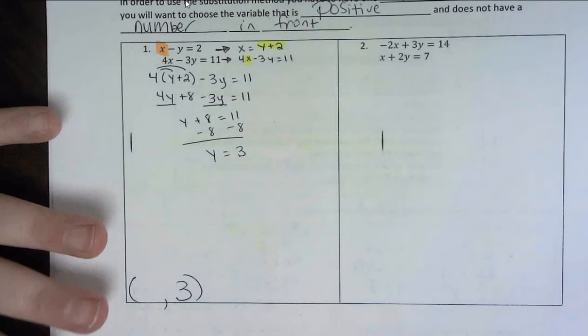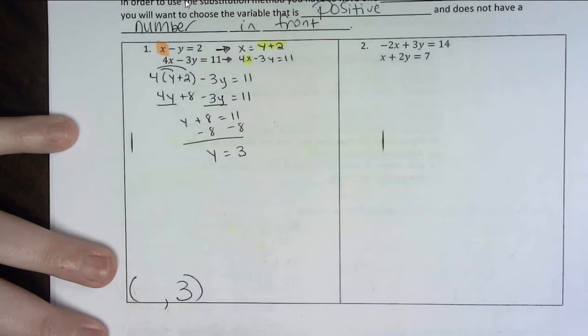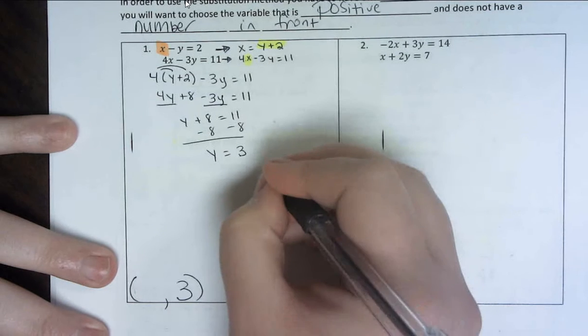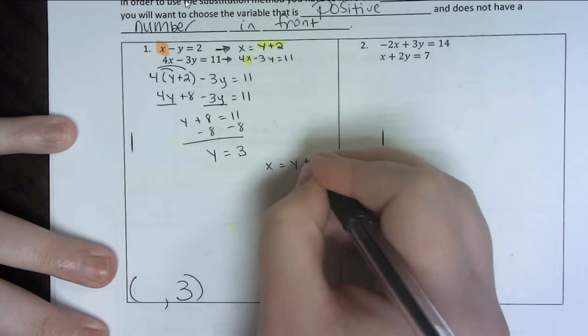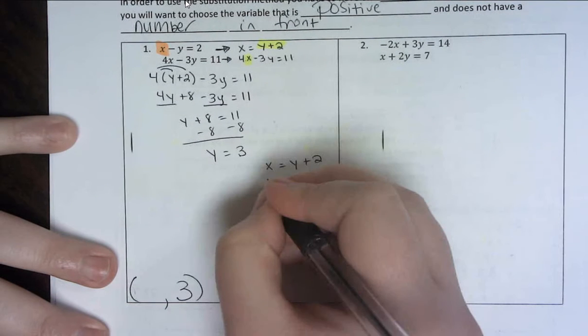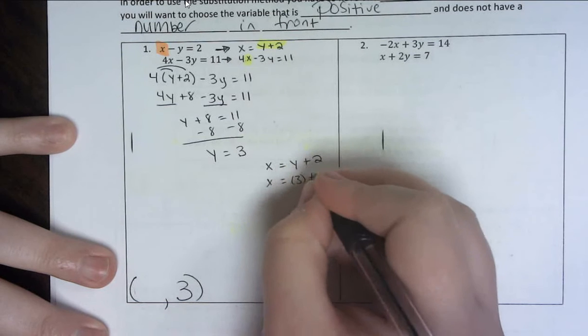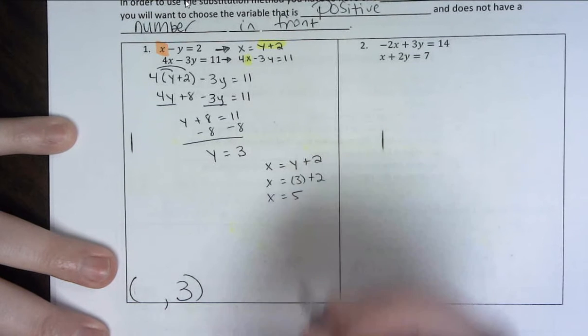So then we're going to plug this into one of our equations. Remember, the one that was x equals or y equals is going to be the easiest one. So my y was 3. So I have x equals 5.